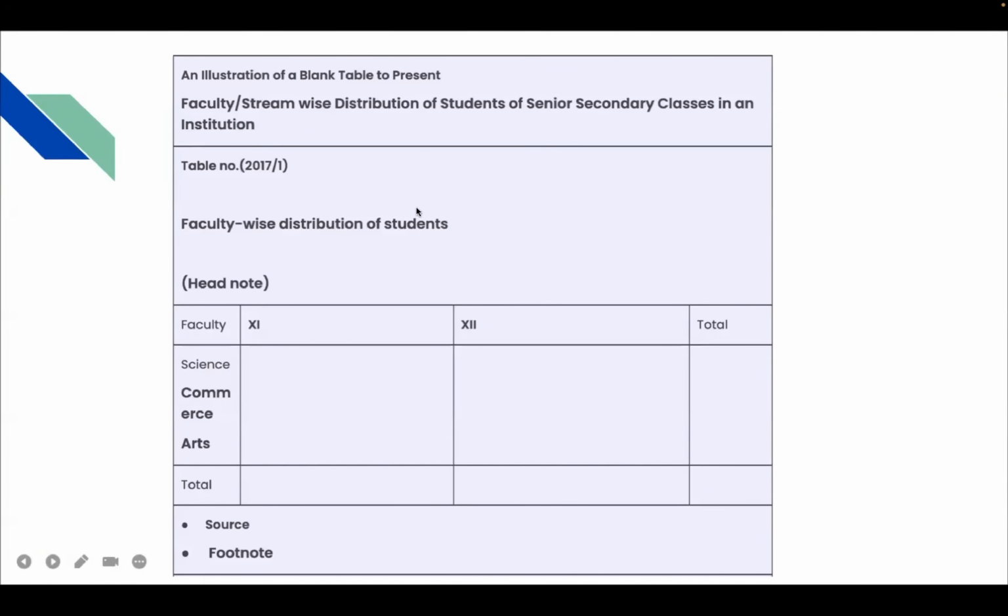So let's look at an example, an illustration of a blank table. What is the title of this table? Faculty or stream-wise distribution of students of senior secondary classes in an institution. The table has a number. We have our faculty; in this case, we have science, commerce, and arts. So we can easily write out the distribution of students and have the total.